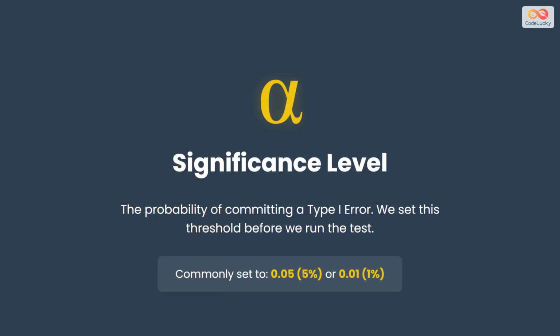In statistics, the probability of making this specific error is denoted by the Greek letter alpha. This is also called the significance level. Before we even run a test, we decide how much risk we are willing to take. Common values are 0.05 or 5%, meaning we accept a 5% chance of making a Type 1 error.